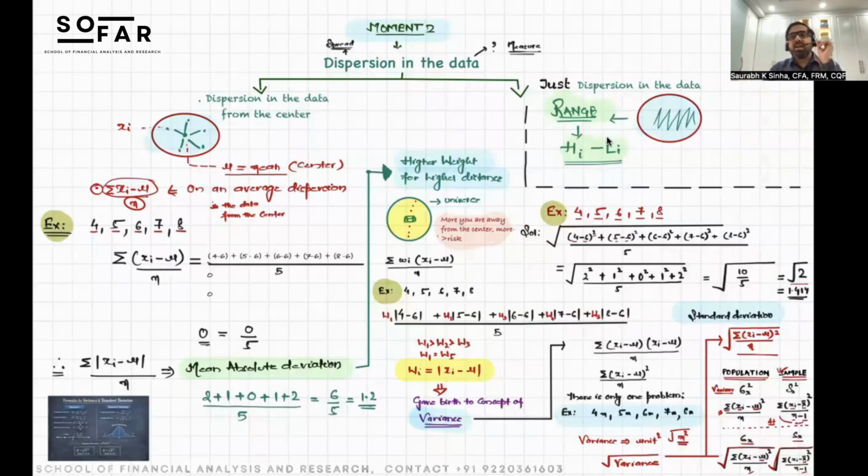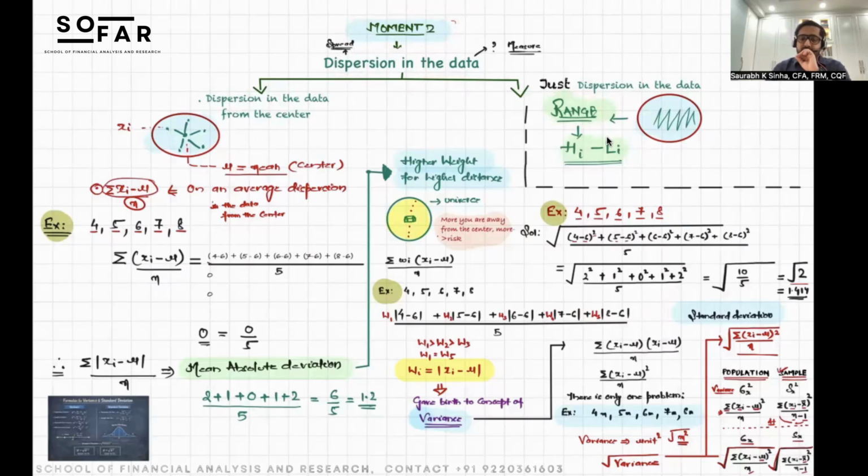Okay. Let's recap everything in a minute. We said that moment 2 is the dispersion in the data. Now, to measure the dispersion in the data, if you are just talking about dispersion in the data, then range is one of the best measures. You don't have to do anything. It talks about the spread in the data, the dispersion in the data.